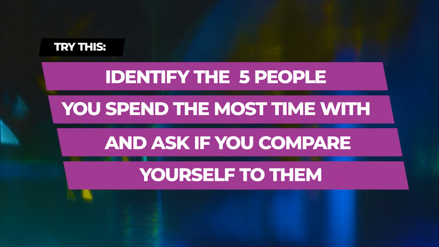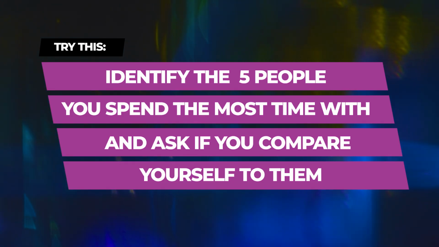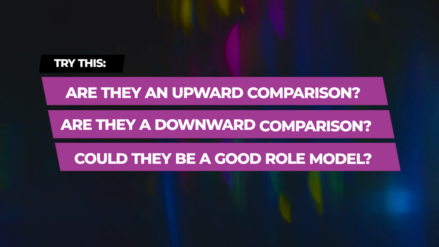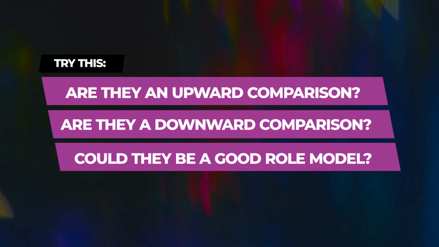So here's a quick challenge for you, something you can do to help identify and find the right role model. First of all, identify the 5 people that you spend the most time with in your life. Write their names down and then ask, do I compare myself to any of them? And if so, are they an upward comparison, a downward comparison, or is it possible that they could be a good role model? After you do that, pick 3 potential role models, write them down, and one of those 3 has to be somebody that you know personally. Look at some of their behaviors, the processes that you admire, that you want to adopt, and then pick one to start adopting and copying this week.